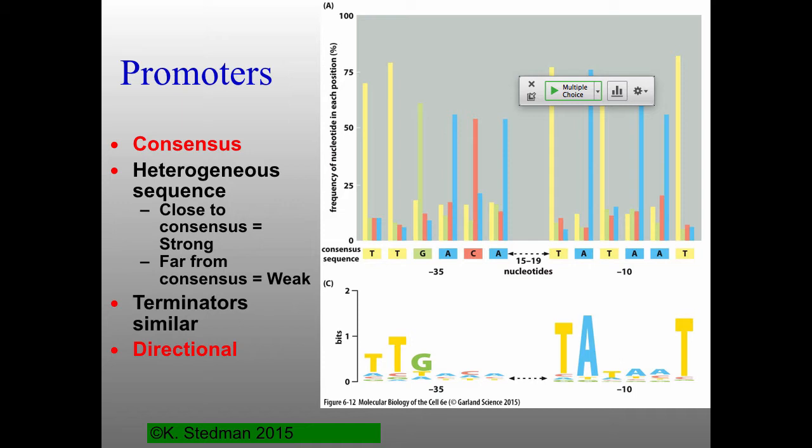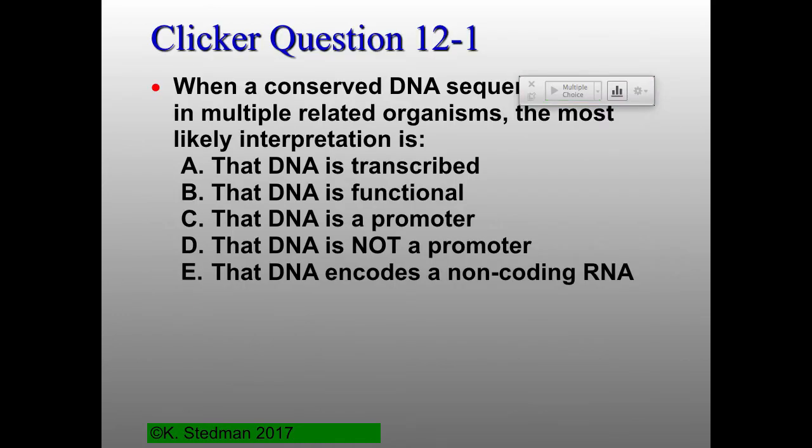Okay. Good. So now we can do our clicker question. Good, we actually have the numbers up here. When a conserved DNA sequence is found in multiple related organisms, the most likely interpretation is the DNA is transcribed, is functional, is a promoter, is not a promoter, or encodes a non-coding RNA.